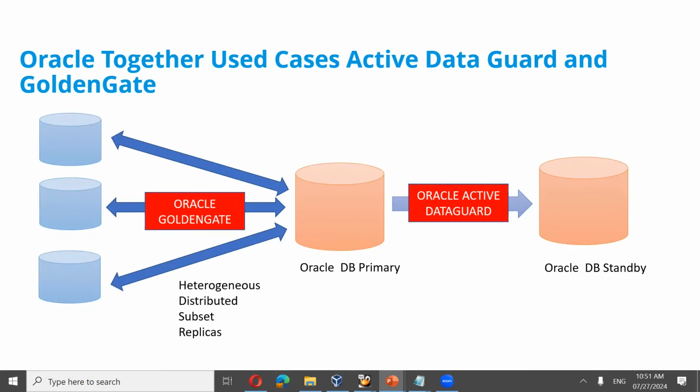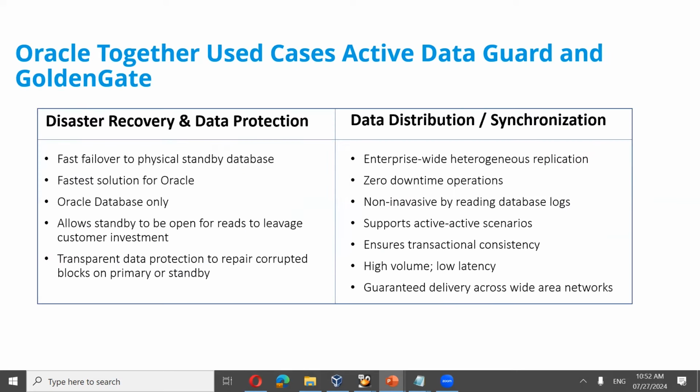So what you can do is you can have multiple source databases replicating to a single target. And from there you can create a standby. So that is one of the use cases where GoldenGate and DataGuard work together. You have multiple sources, it could be multiple heterogeneous databases, either Oracle or non-Oracle, replicating data to a single Oracle database. And from that, you are making a copy of this database using Oracle standby database. So disaster recovery and disaster protection.